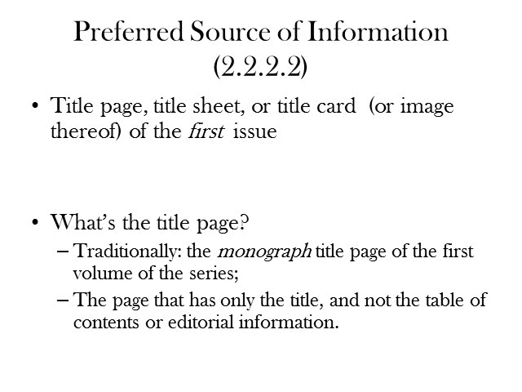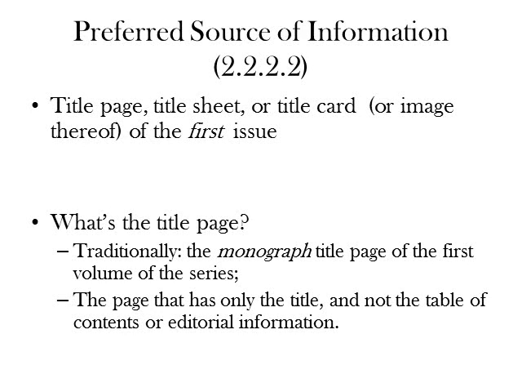The preferred source of information. As a serial issued in a sequence of pages, the preferred source of information is the title page, title sheet, or title card, or image thereof, of the first issue. Now, this raises a problem. What is the title page? Well, traditionally, the title page of a serial was the monograph title page of the first volume of the series. Not the first issue, the first volume.